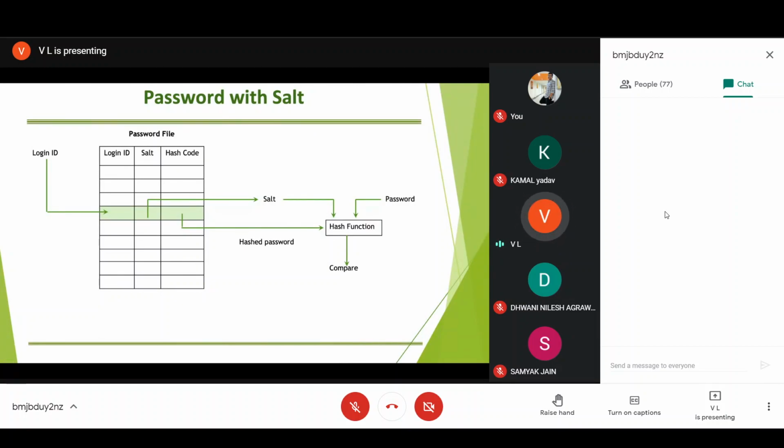Next time when the user gives the password, again the salt from the password file and the password which the user supplies are given as an input to the hash function. The output is compared with whatever is stored as the hash code, and if they match, the user is allowed access. Otherwise, the user is not allowed access.